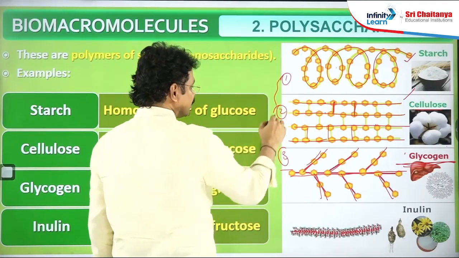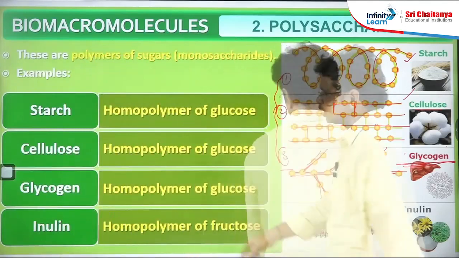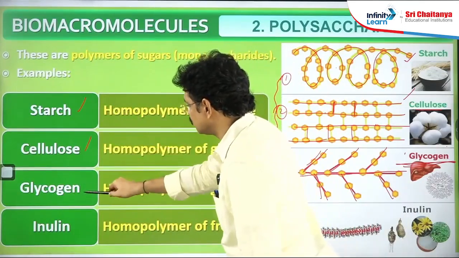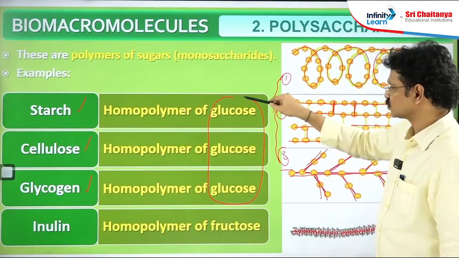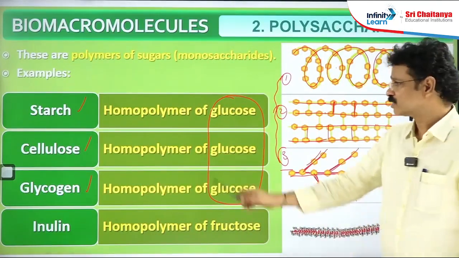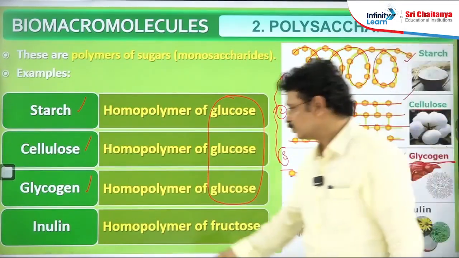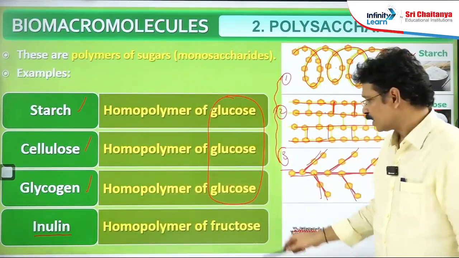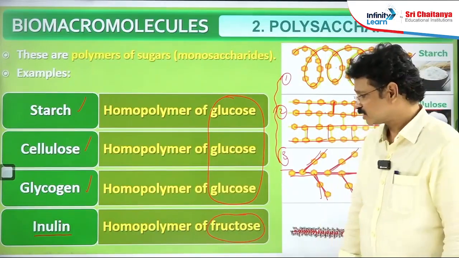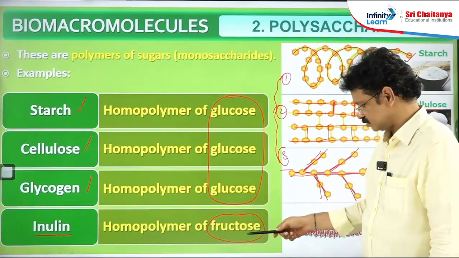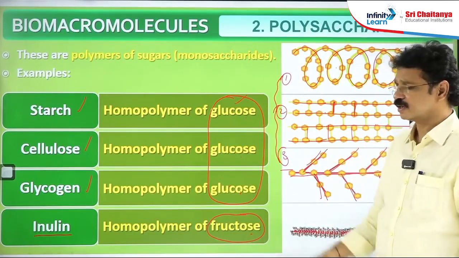And what are the common features among these three types of polysaccharides? Some similarities are there among these three. Identify the similarities. What are the common features exhibited by starch, cellulose and glycogen? Every structural unit is glucose. These three are homopolymers of glucose. But inulin is different. It is a homopolymer of fructose. What is the structural unit or building block of inulin? Fructose. In glycogen, cellulose, and starch, glucose is the building block.